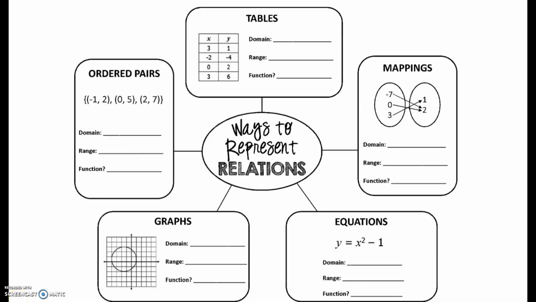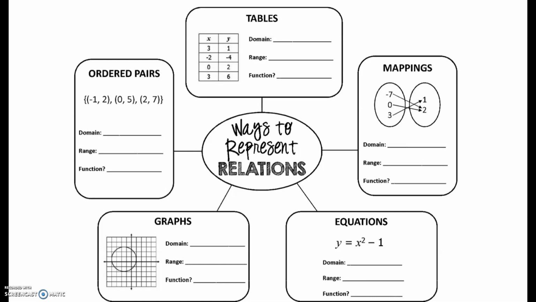Hi class, this week we have talked about the different ways that we can represent relations and how we can tell whether or not one of these relations is a function. We have focused on four different topics. In this case, we looked at graphs, ordered pairs, tables, and mapping diagrams. So on your graphic organizer, we're going to review how to identify the domain, range, and whether or not these are a function, given these different scenarios.